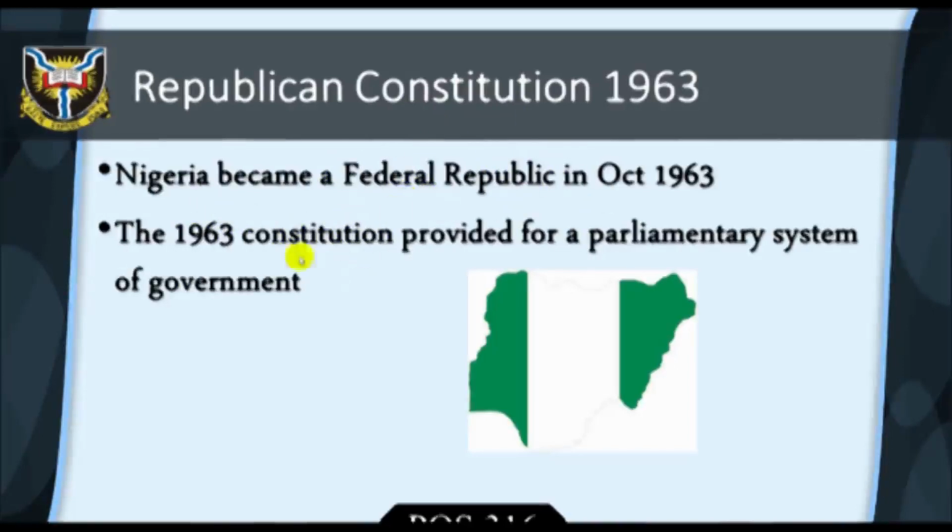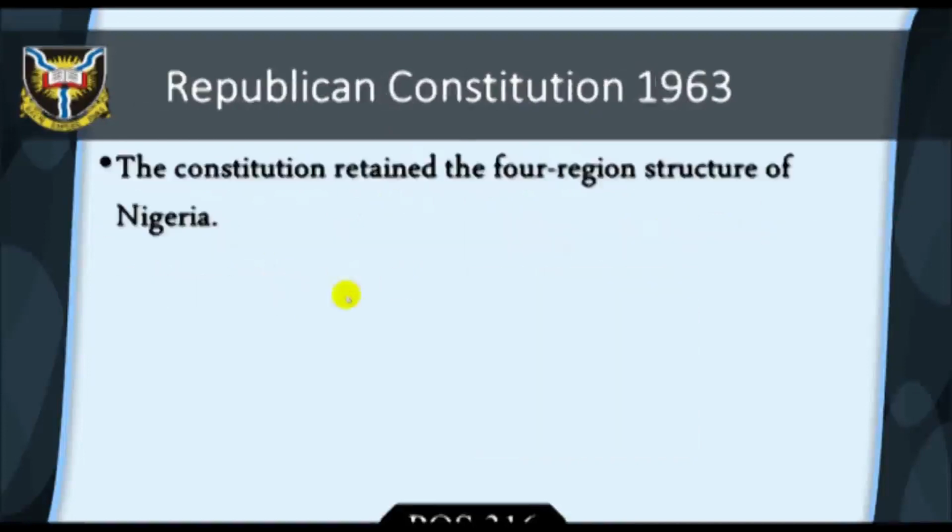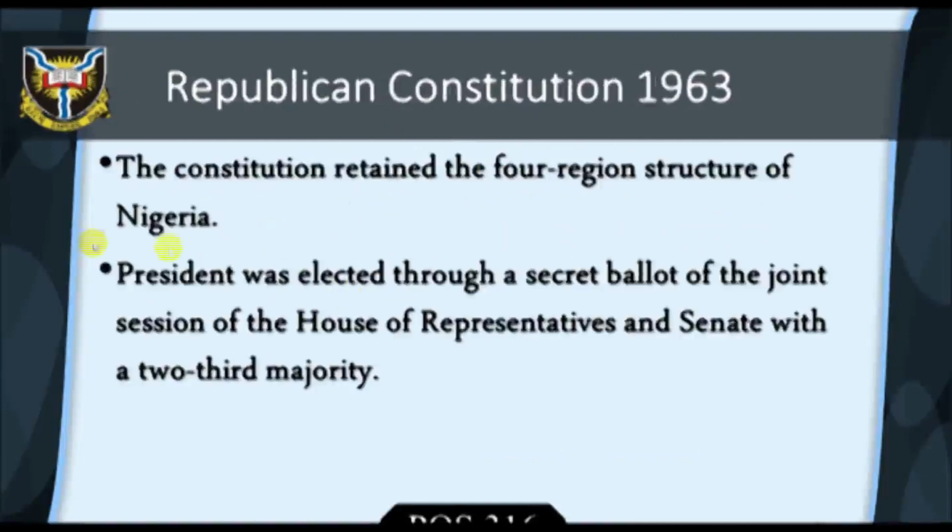Republican Constitution, 1963. On the 1st of October 1963, Nigeria became a federal republic. The 1963 Constitution provided for a parliamentary system of government. The Constitution retained the 4-region structure of Nigeria. Apart from the federal constitution, what is common to all of them, that is the federal and the regional constitutions, is a parliamentary system of government.